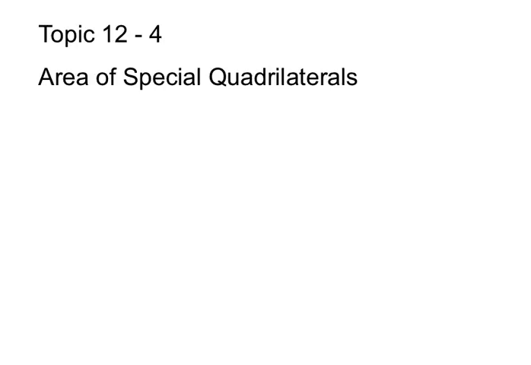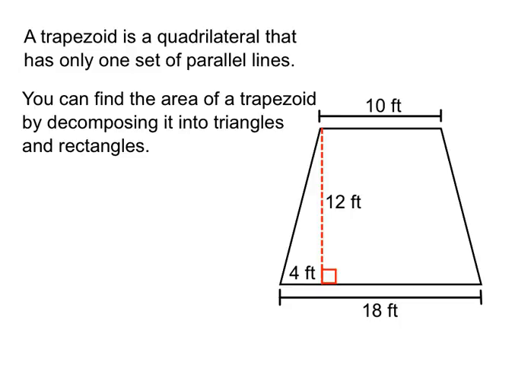Alright kids, in this video we are going to talk about the area of special quadrilaterals. One of the special quadrilaterals that we are going to discuss is the trapezoid. The trapezoid is a quadrilateral that has only one set of parallel lines.